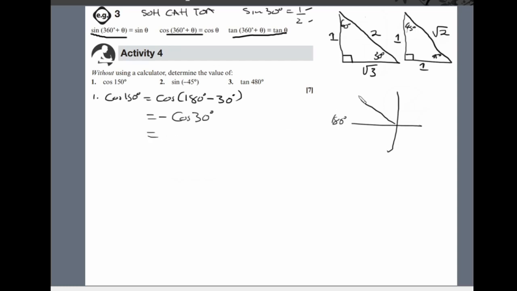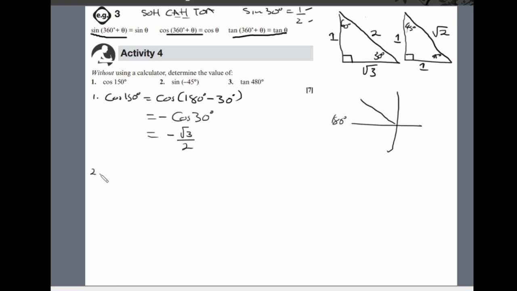Okay, and then go to your triangles there. 30 is a special angle. So if you say cos 30, we know according to SOH CAH TOA that cos is adjacent over hypotenuse. So cos 30 is adjacent, which is root 3, over hypotenuse, which is 2. So this will be equal to minus the square root of 3 over 2, right?